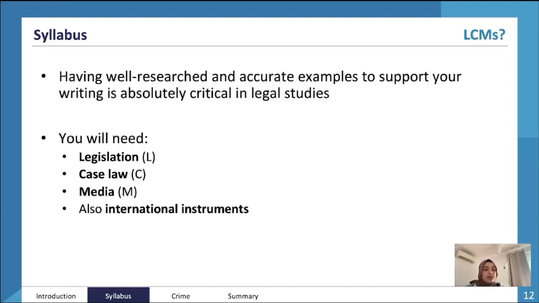So having a well-researched and accurate example to support your writing is absolutely critical. Having those examples, having those cases, legislation, media can help support what point you're trying to make, because at the end of the day, you're making some point. For example, if your question is asking you to make a judgment, that's just allowing you to back it up and show the marker that you know what you're talking about, you've done your research, and that you can continue on and explain how you're able to get your point across. So I think that's quite important and something that I wanted to quickly emphasize.